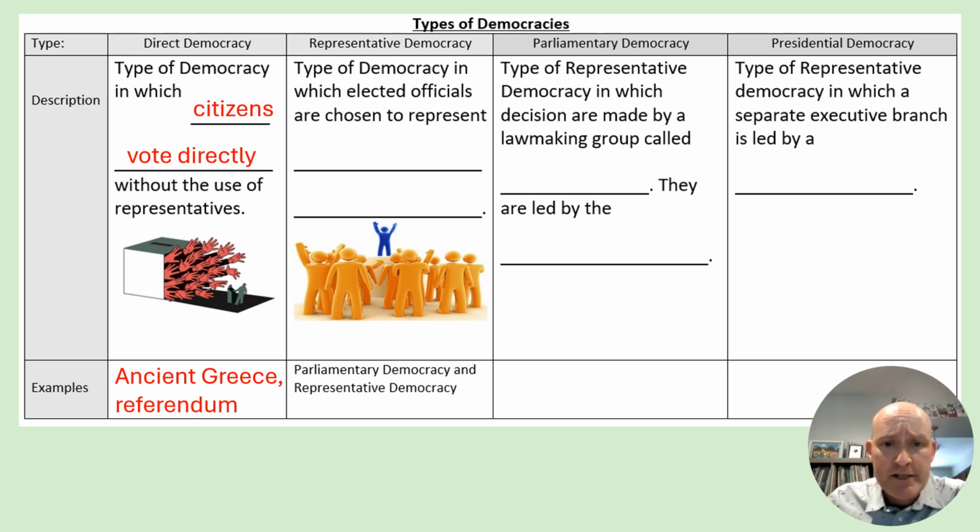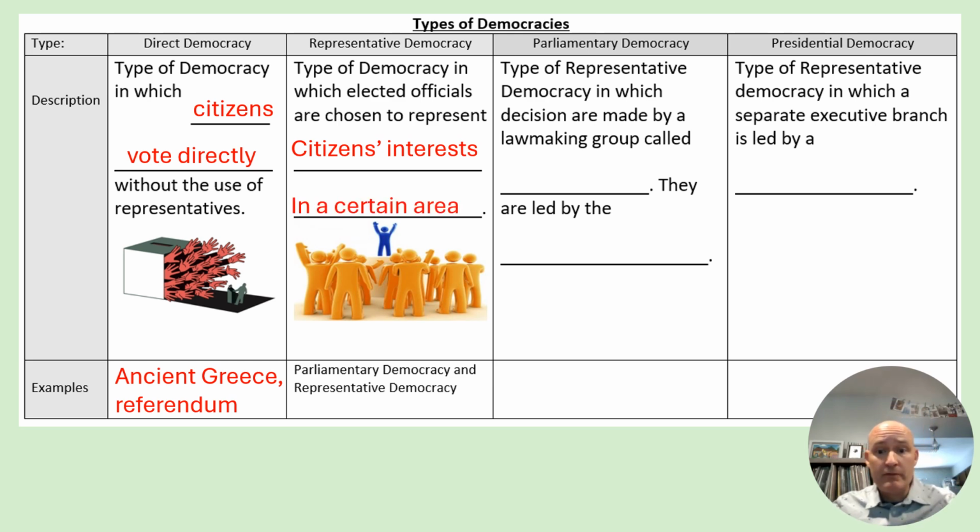Representative democracy is a type of democracy in which elected officials are chosen to represent citizens' interests in a certain area. So, for example, Maryland has its own politicians that we elect, and they get sent to the government and make laws for the entire country. Okay, and the reason they do this is because it would take a very long time if things were directly voted for by people. Okay.